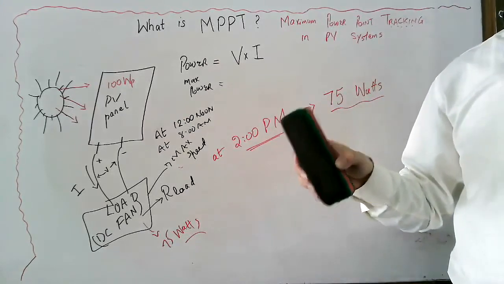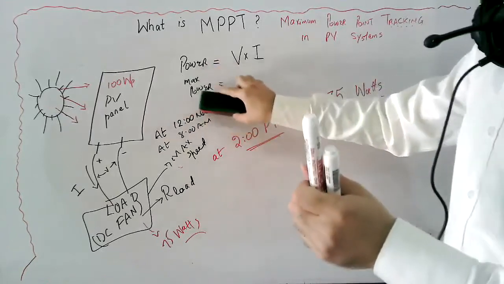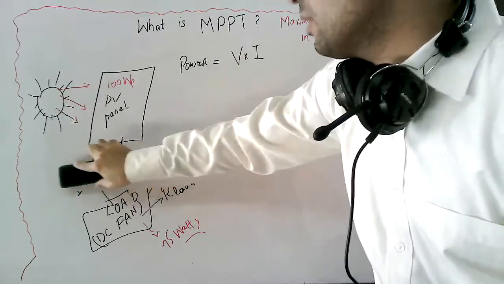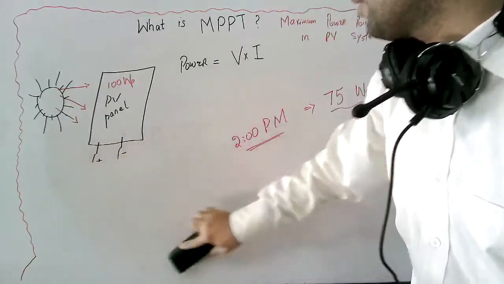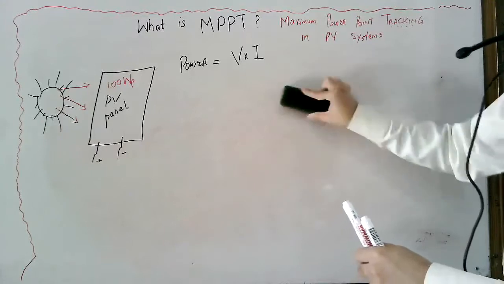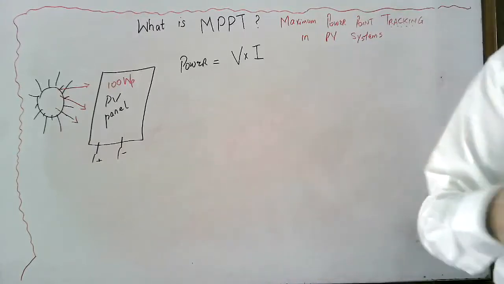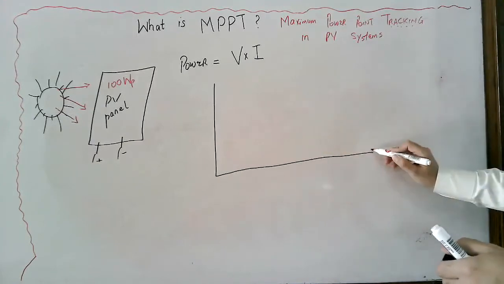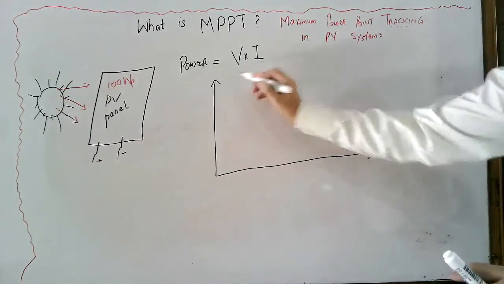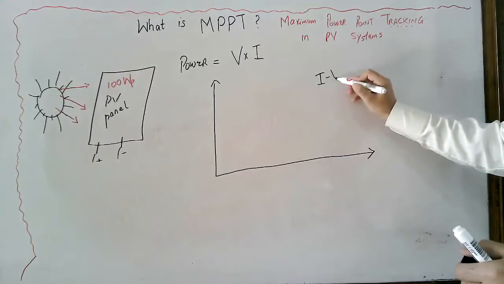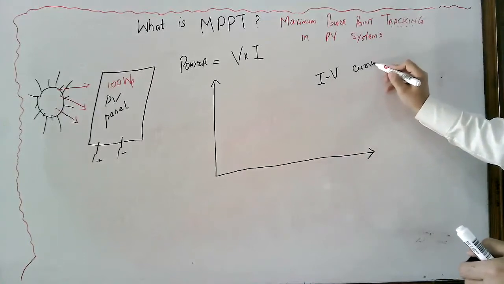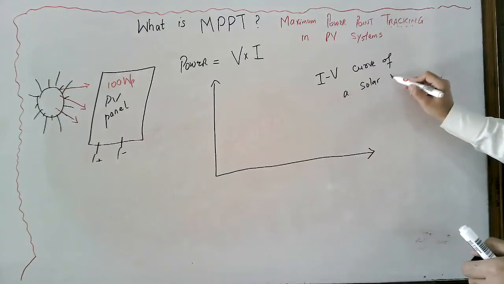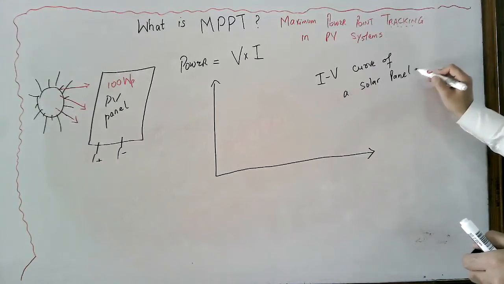Now let's first draw the IV curve. Now what is the IV curve of a panel? This is what is known as the IV curve of a solar panel. How is it made?